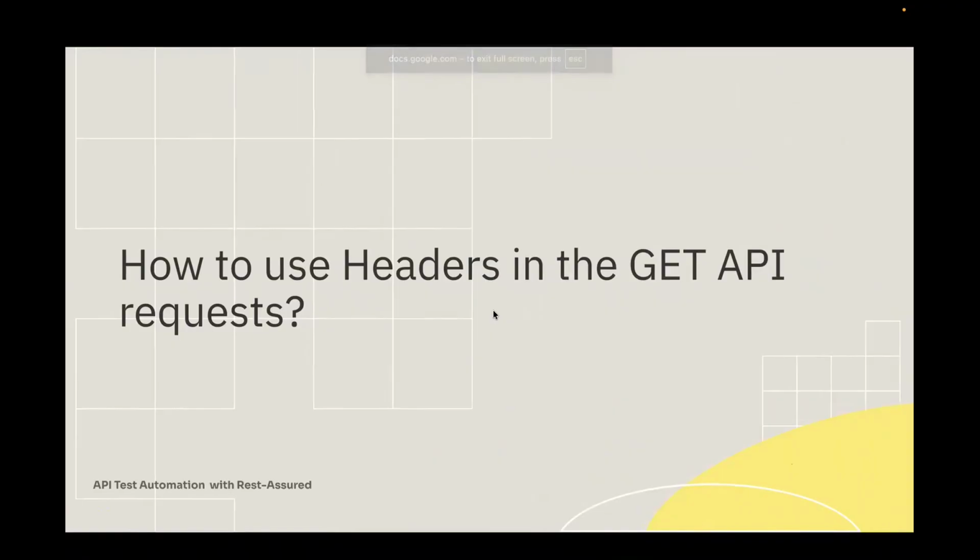How to use headers in the get API request? Headers in the GET request are used to pass additional information such as authentication, tokens, content type, and client details to the server. They play an important role in securing APIs and ensuring the server understands how to process the request.